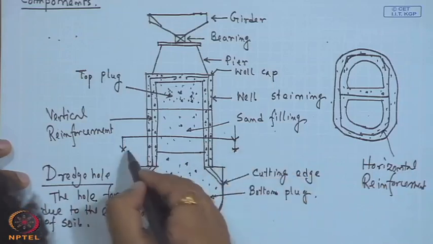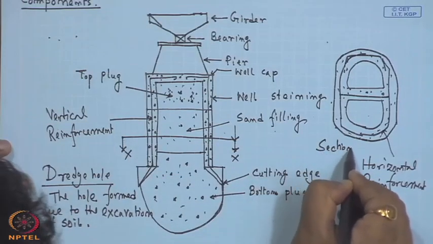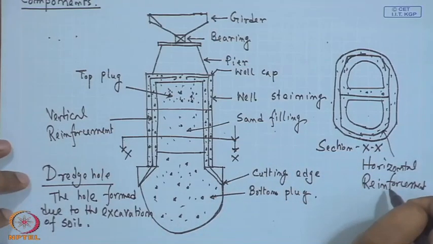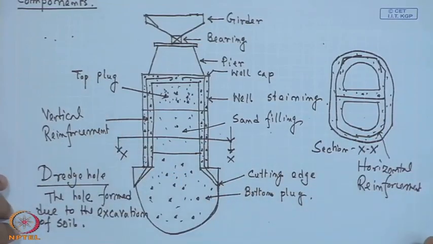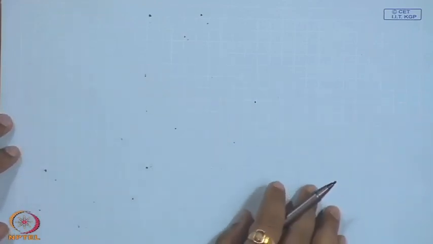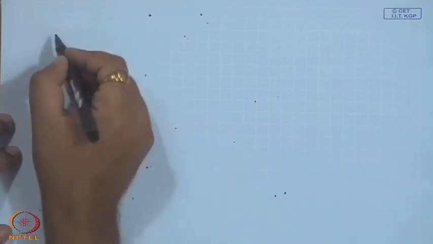So this is the XX section, and these are the horizontal reinforcement, and this is the vertical reinforcement which is shown here. So the next part is what are the various types of shape of the well. So now the different types of the well have been explained, then the components of the well, now the shape of the well.